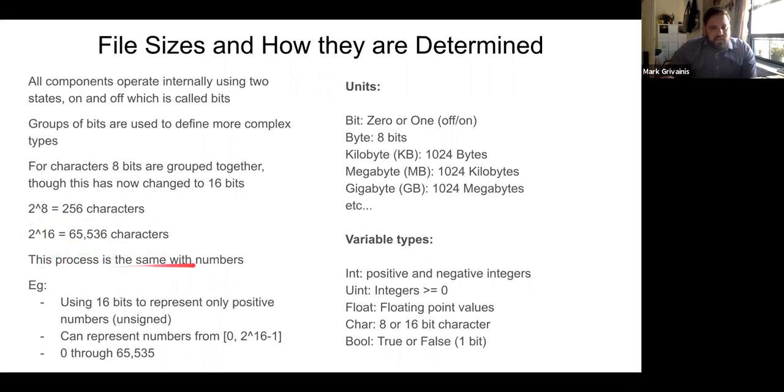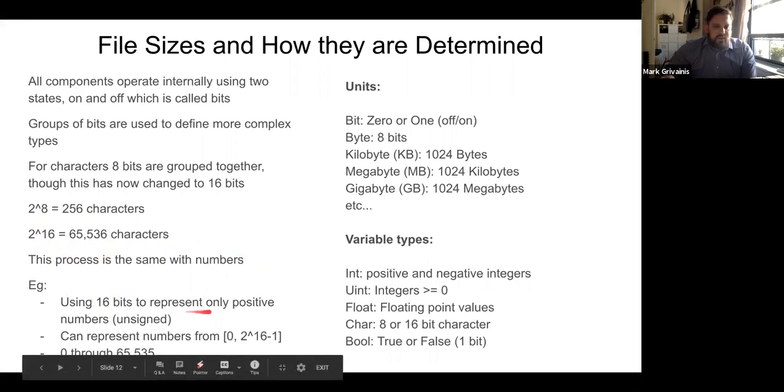So this process is actually the same with numbers. If we use 16 bits to represent only positive numbers, integers, this is called unsigned, so it's only positive. We can represent numbers from 0 to 2 to the power of 16 minus 1. So that means that in 16 bits, we can store the numbers 0 through 65,535.